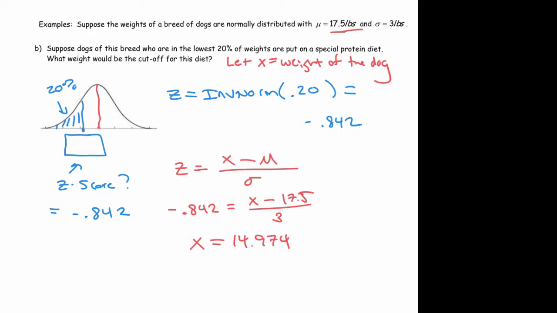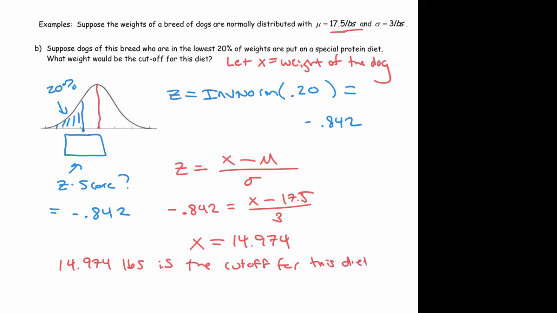Okay, then it makes sense that that number is below the mean, because our z-score was below the mean, indicated by a negative value. And also the bottom 20%, that number should correspond to a number that's below the mean. So the answer to this question would be 14.974 pounds is the cutoff for this diet.